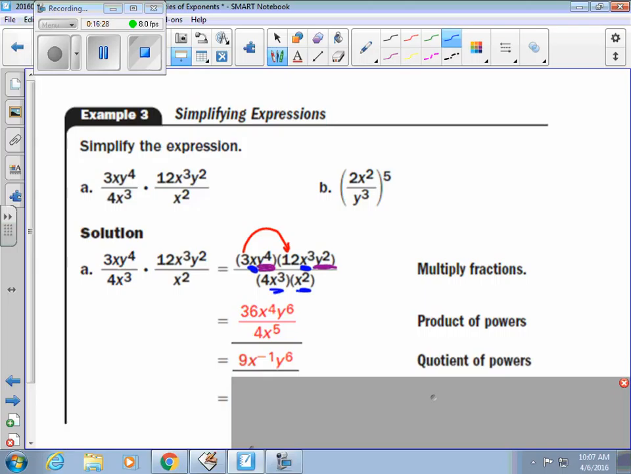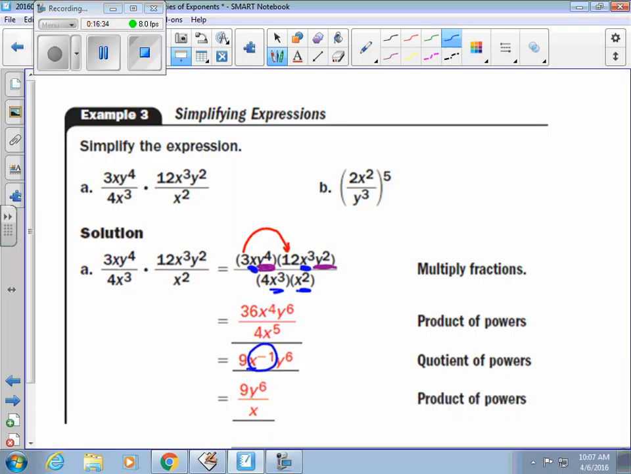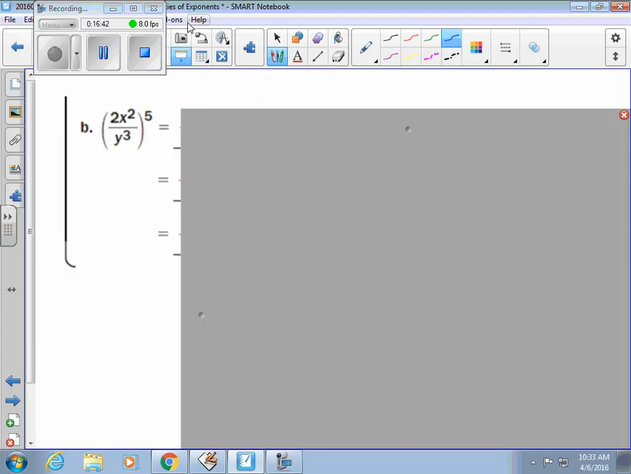The x to the negative 1 needs to ride the elevator and go to the bottom. Everything else is going to stay on the top. And it's going to be 9, y to the 6th over x. So 9y to the 6th over x.